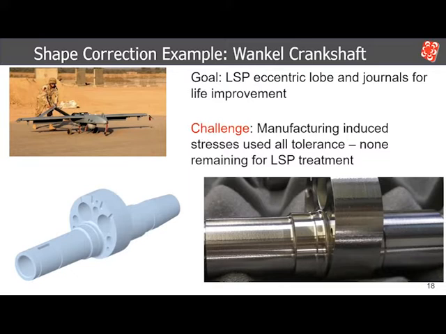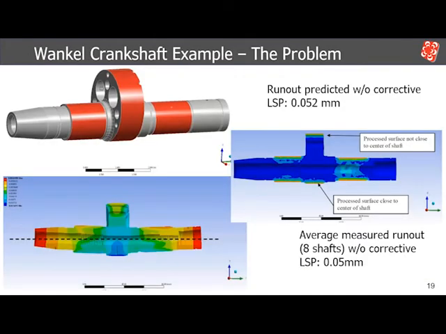There's a challenge associated with this type of geometry, where you have this eccentric lobe in the center. Through all of the manufacturing processes that go on in the shaft, there's heat treating, there's machining, and they all induce different levels of deformation. By the time these crankshafts were received for us to treat, there's no tolerance left. And so we have a very tight tolerance window to work in on a part that already has very tight tolerances.